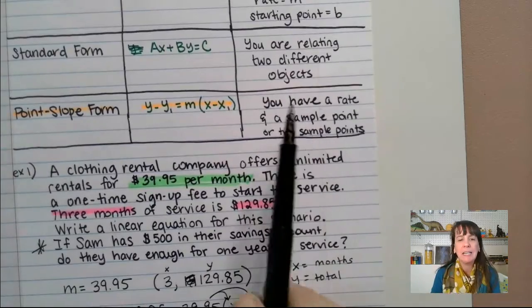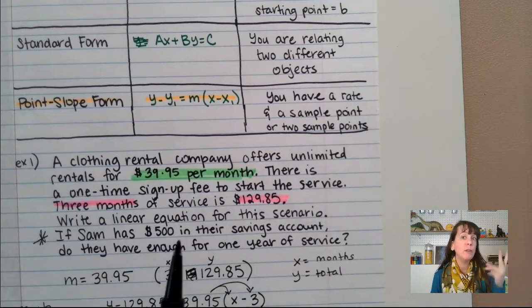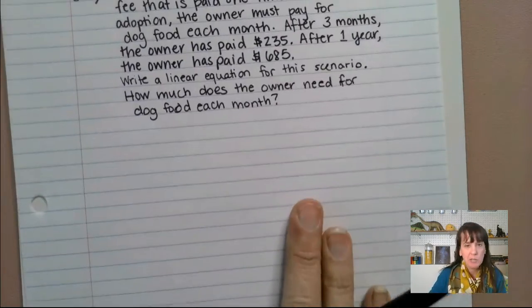Okay, remember at the beginning I said point slope form is good if you have a rate and a sample point, or if you have 2 sample points. Let's talk about what happens when you have 2 sample points. Okay, for 2 sample points, try words.